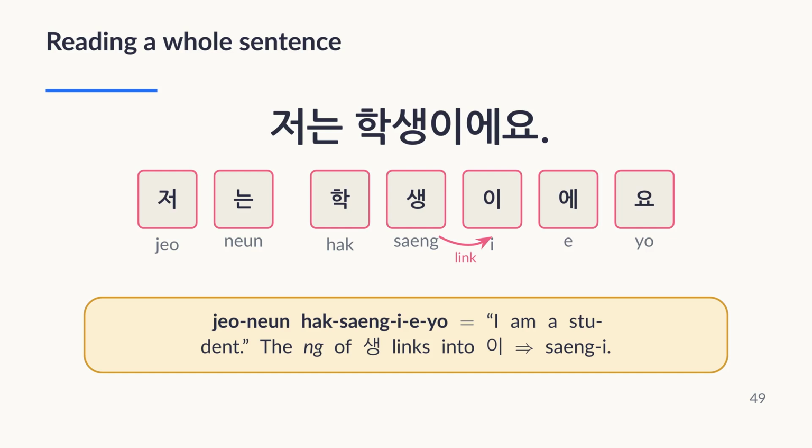Then comes the word for student spelled Haksing, 2 blocks, Hak with a K bacham and Sing with an NG bacham. After that come the blocks I, E, and Yo, which together form the polite ending that means am or is. Now watch the linking arrow. The block Sing ends in an NG sound, and the next block I begins with the silent circle, so the NG links across and we say Sing. I rather than seeing, then I put it all together and the sentence flows as Gyeonun Haksing Yo. Say it slowly first, then at a natural pace.